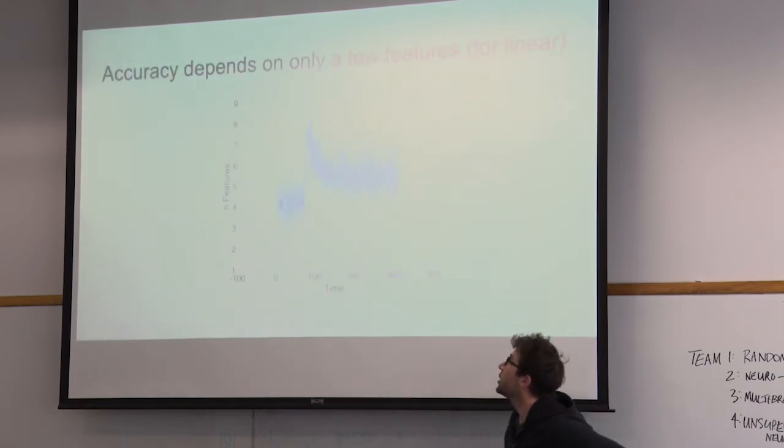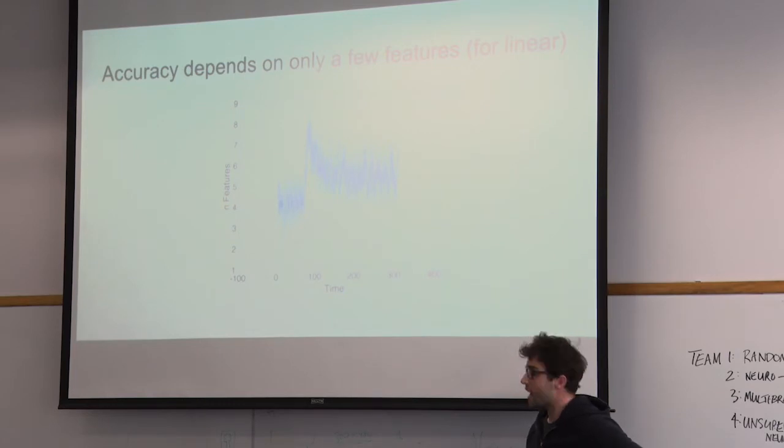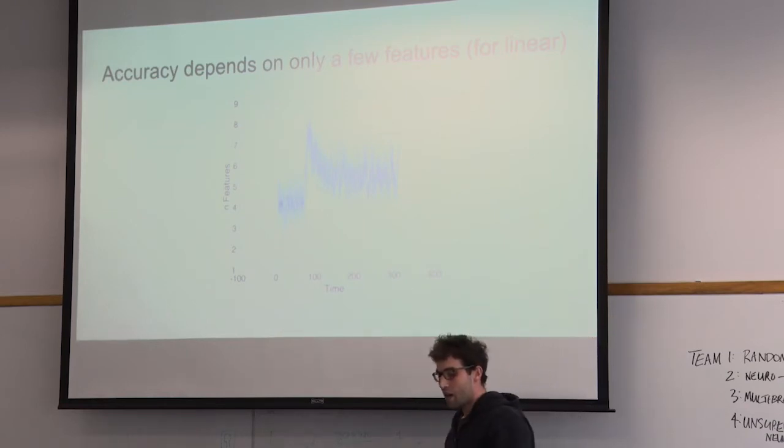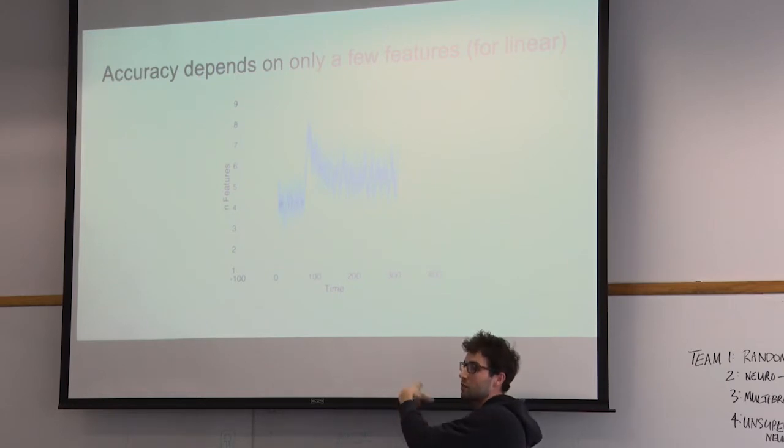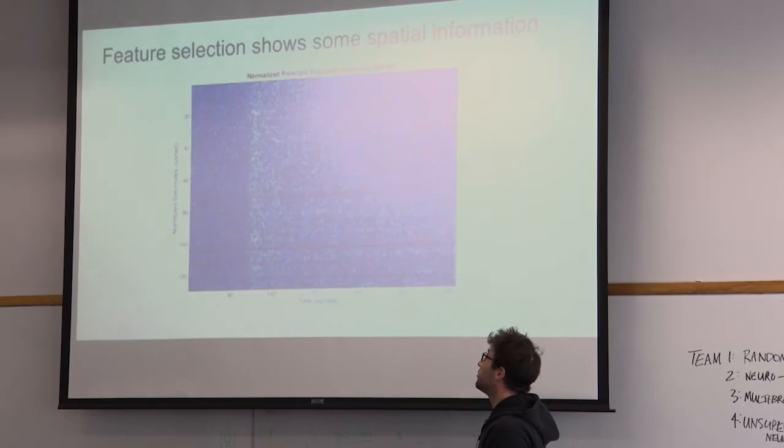But moving on. So we looked at the accuracies as a function of how many features were needed to get some accuracy minus epsilon. And we really didn't need a lot of features. So we have 128 electrodes. And here, even with like 10 electrodes at peak accuracy, we do pretty well.